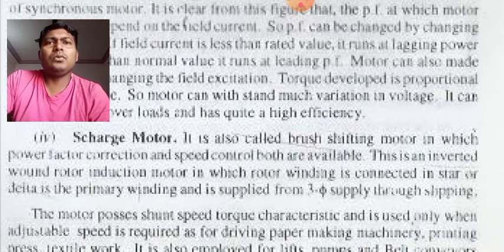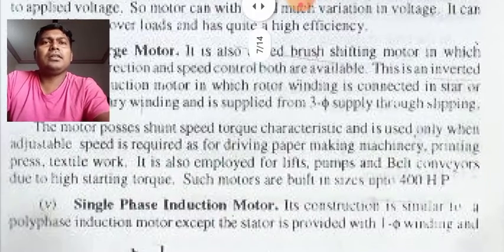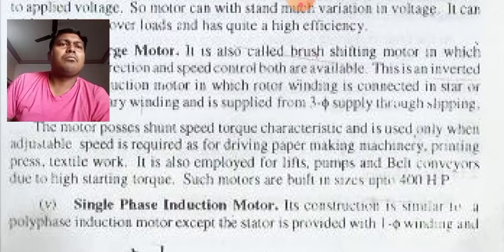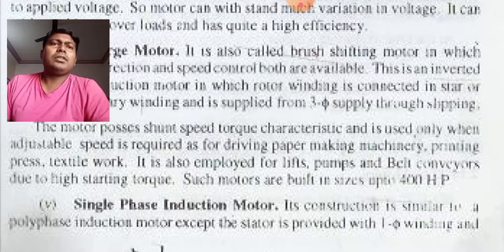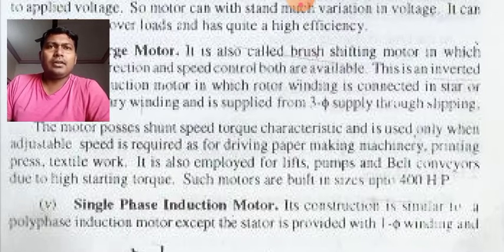This is an inverted wound rotor induction motor, in which the rotor winding is connected in star or delta as the primary winding. When we supply 3-phase through slip rings, the motor has shunt speed-torque characteristics and is used only when adjustable speed is required, such as for driving paper making machinery, printing press, and textile work. It is also employed in lifts, pumps, and belt conveyors due to high starting torque. Such motors are built in sizes up to 400 horsepower.